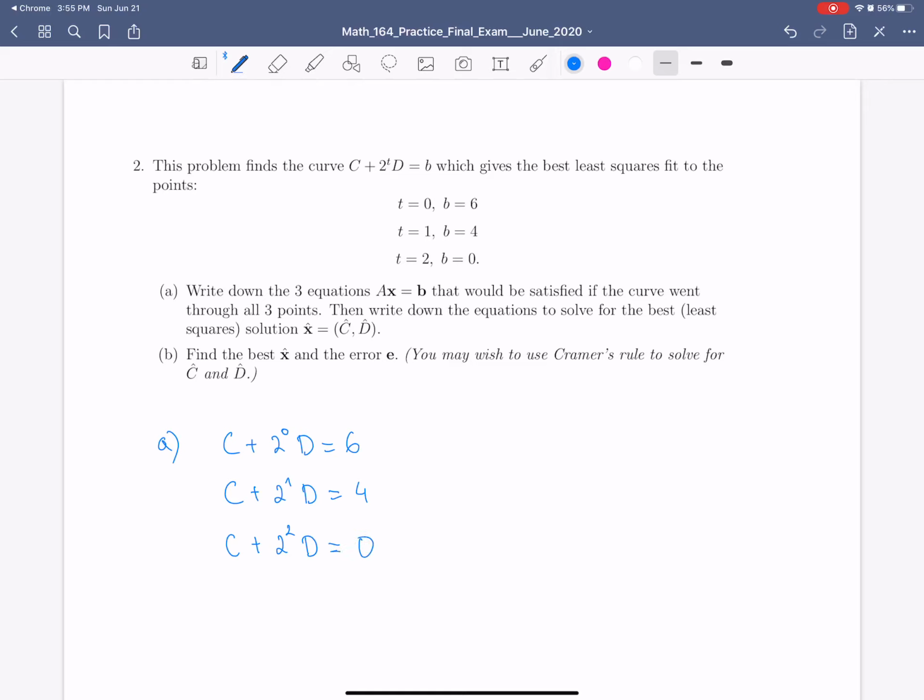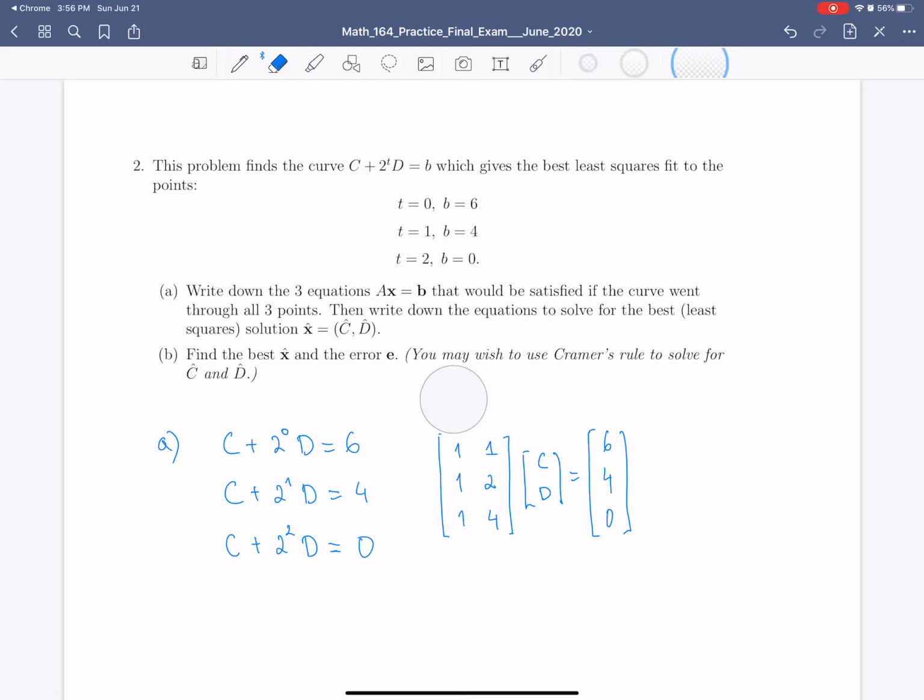Now, from here, the system of equations is 1, 1, 1. These are coefficients for C. 2 to the 0 is 1. 2 to the power 1 is 2. 2 squared is a 4. Times the vector C, D, equals 6, 4, 0.